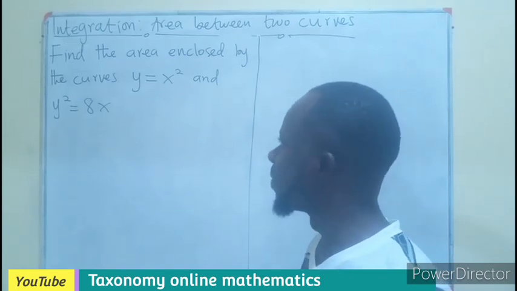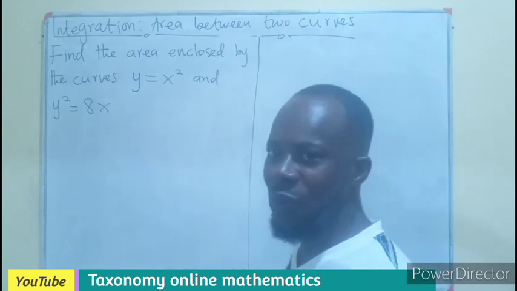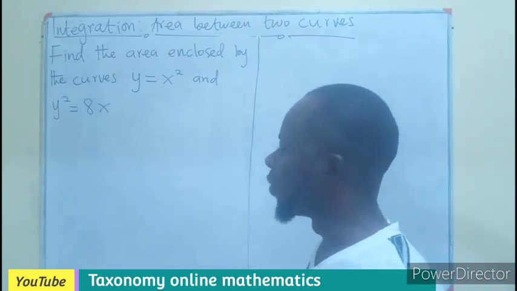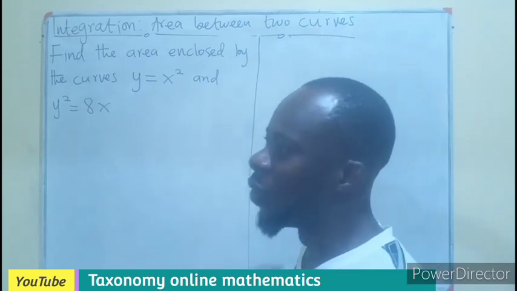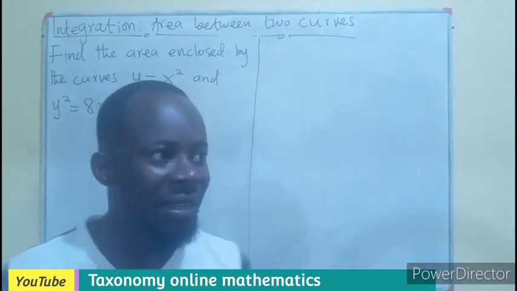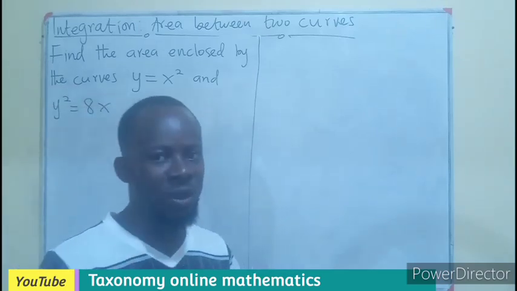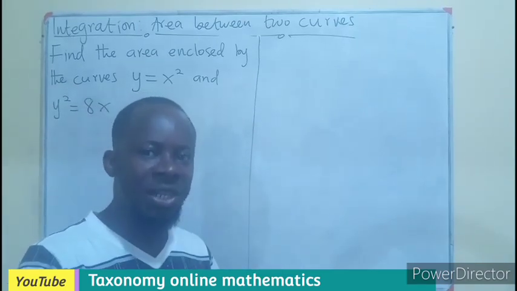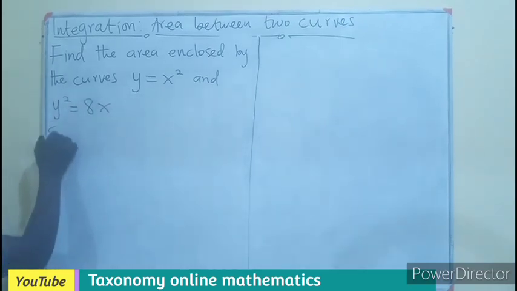It's on my playlist. So, find the area enclosed by the curves y equals x squared and y squared equals 8x. You know the steps we've learned: we first have to find the x coordinates, which are the intersection of the two curves.